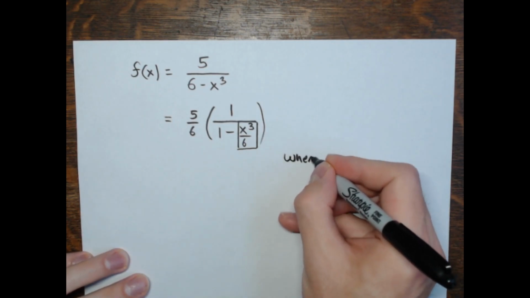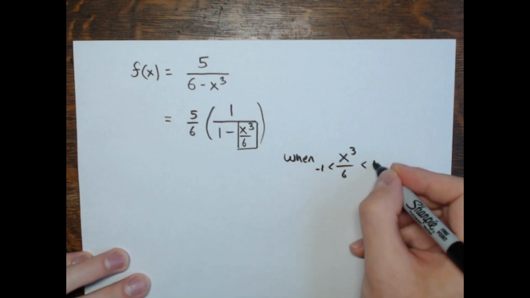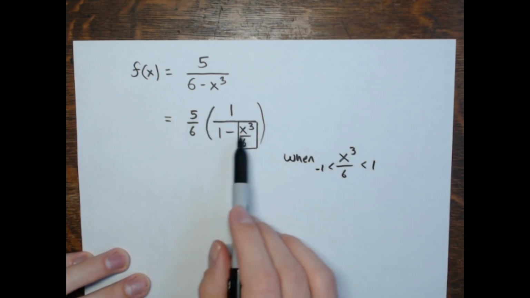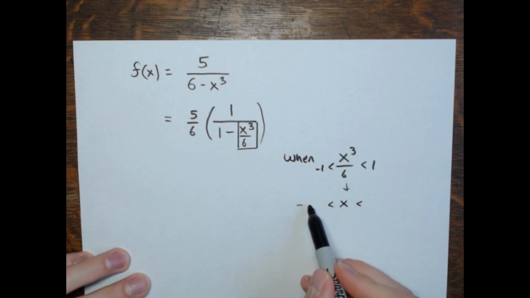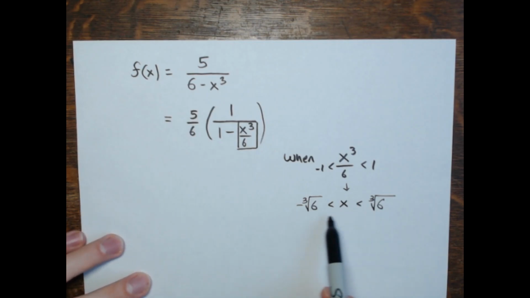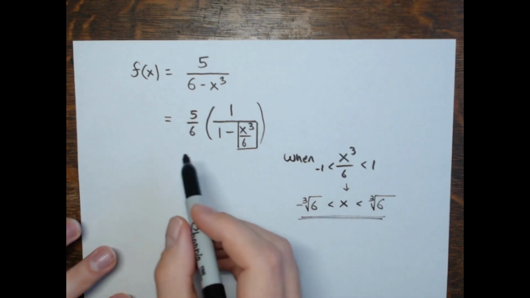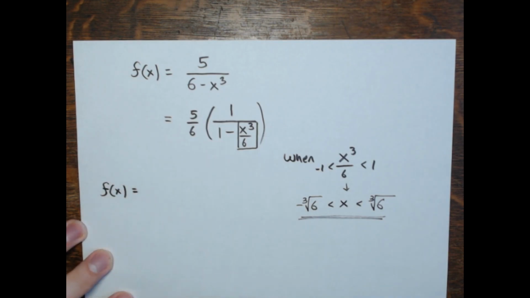So when this x cubed over 6 is between negative 1 and 1, we can express our function as a power series. Now, solving for x here would imply that x has to be between the negative cube root of 6 and positive cube root of 6, right? Multiplying by 6, doing cube roots. So there's the interval of convergence. When x is between these values, here's a series that will converge to f.